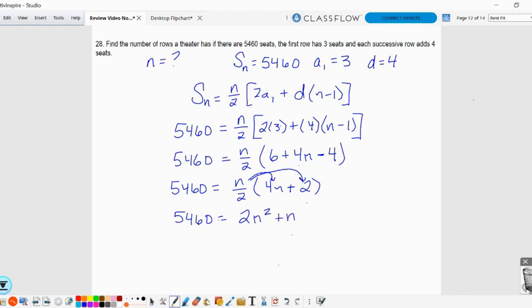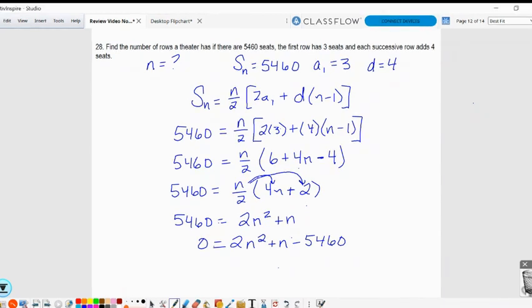And here's where we see that it's a quadratic. And whether we choose to factor or use the quadratic formula or use technology, we're going to make it equal to 0 first. So let's subtract 5,460. And then we can go ahead and go to the TI and use our polynomial solver to find a reasonable n value.